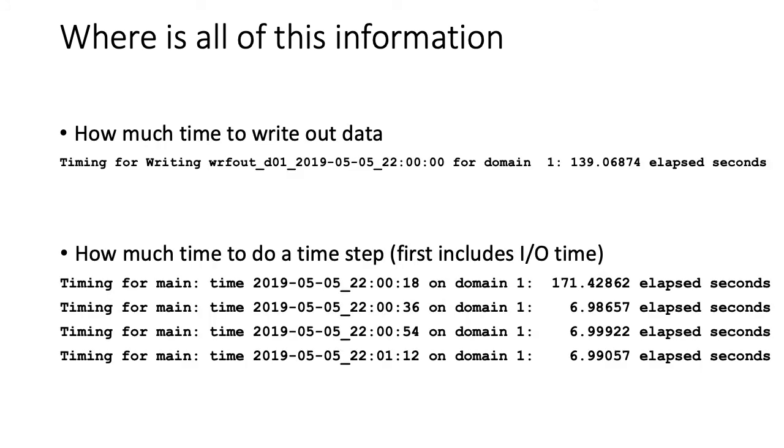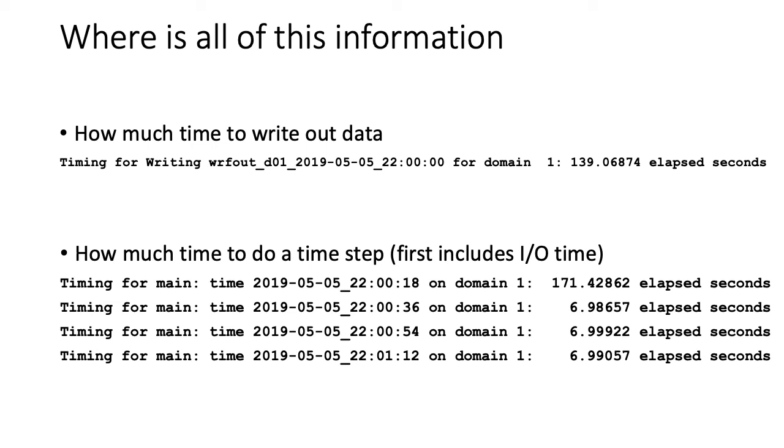Also, for performance purposes, timing is usually a big deal. There are a couple of lines that are output inside of the RSL file that are important. Every single time step has the amount of time that it takes to run that time step. If you run a nested domain, only look at domain 1, because domain 1 has the aggregate of all of the other domains inside of it.